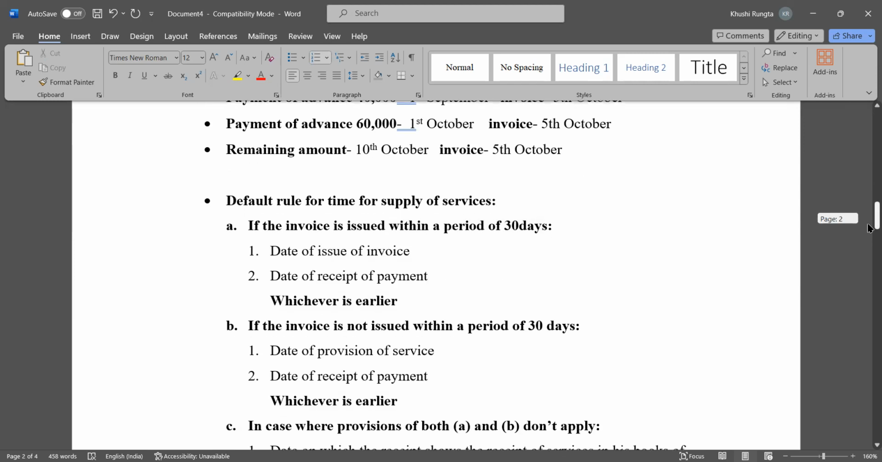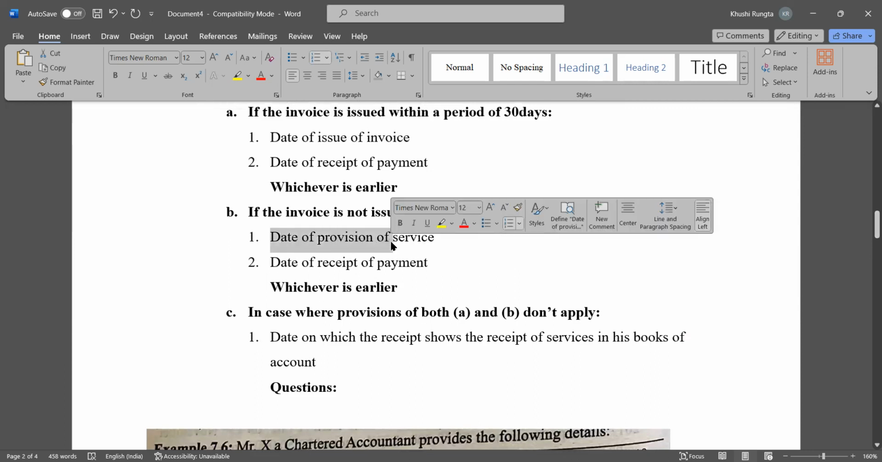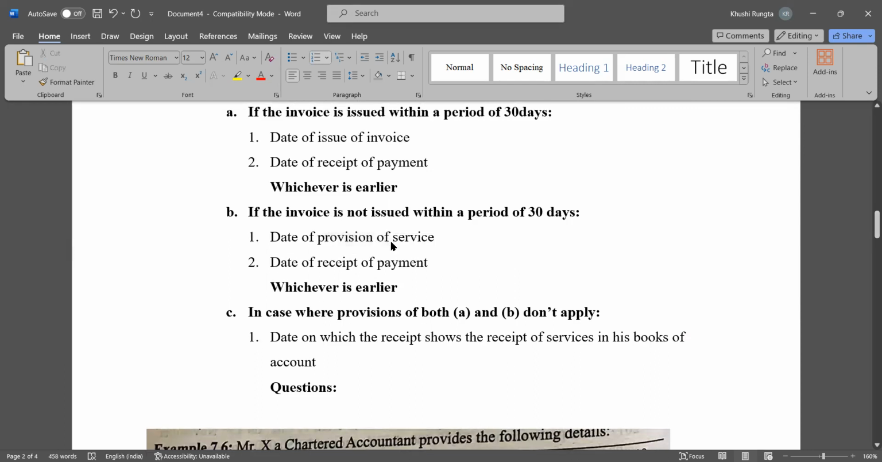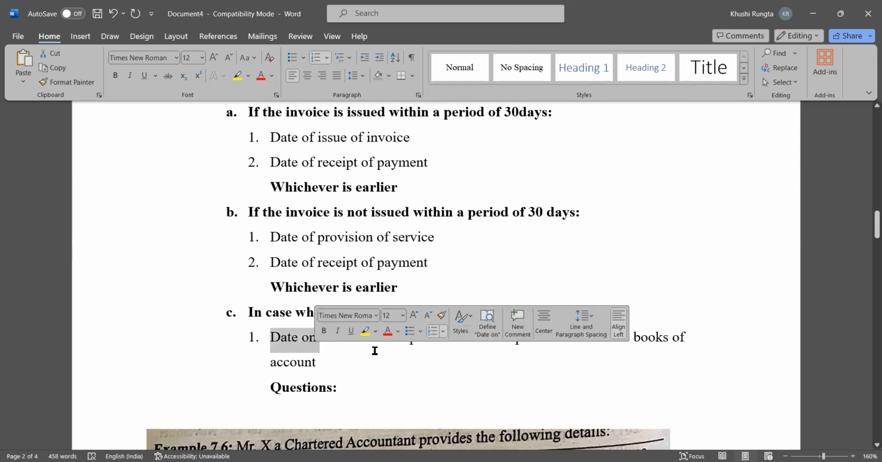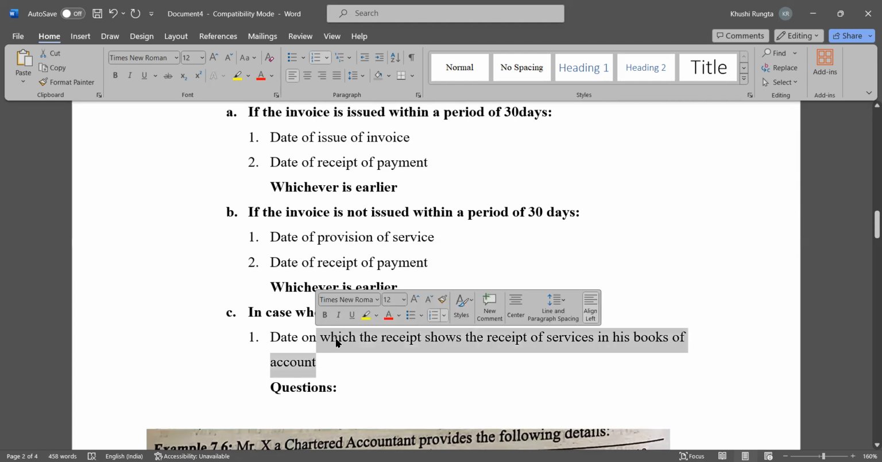Coming to next, if the invoice is not issued within the period of 30 days, then you will look at the date of provision of service, means when the service is actually provided to the recipient, or the date on which the payment is made, whichever is earlier. When the invoice is not issued within a period of 30 days, then you will look at these two conditions. Now, when you cannot determine with both the conditions A and B, then the time of supply will be the date on which the recipient shows the receipt of services in the books of account. Whenever it is recorded in the books of account, that date will be your time of supply.